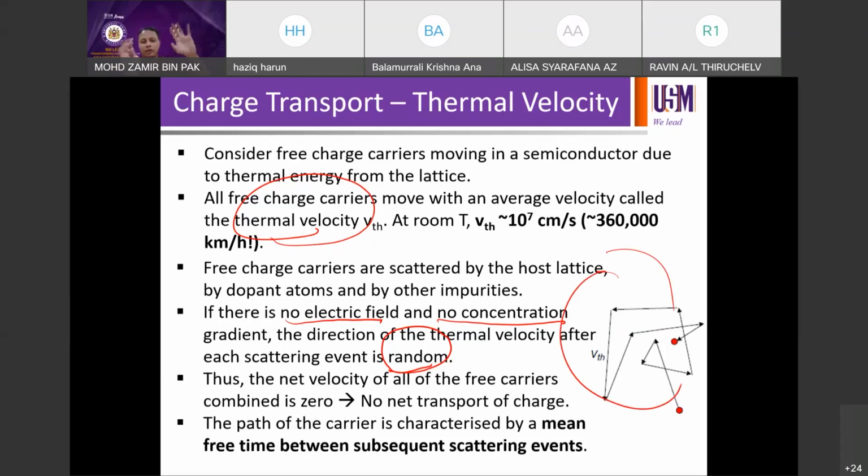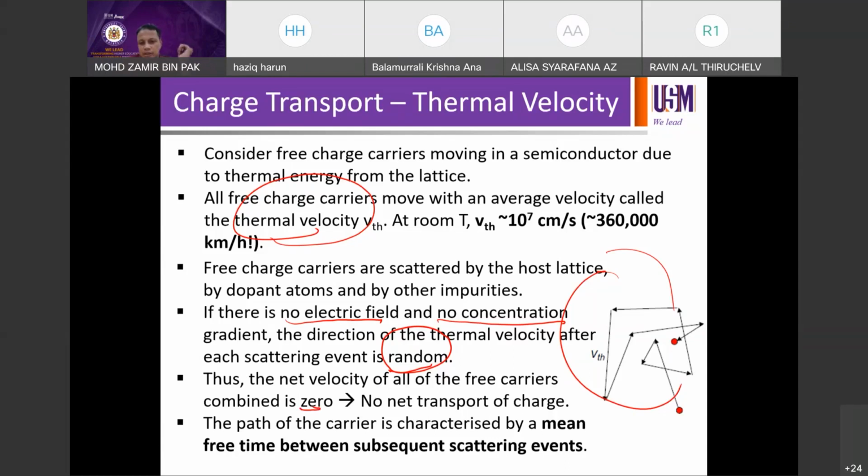There's no specific direction. They can just be random, and you couldn't tell any specific direction. And the net is even zero, right? Thus, the net velocity of all the free carriers combined is zero, right? There's no net movement, no net transfer of charge. You don't get the carriers to gradually move into the right direction or into the left direction or into the upper direction, the lower direction. No, there's no net movement because they will just be random overall.